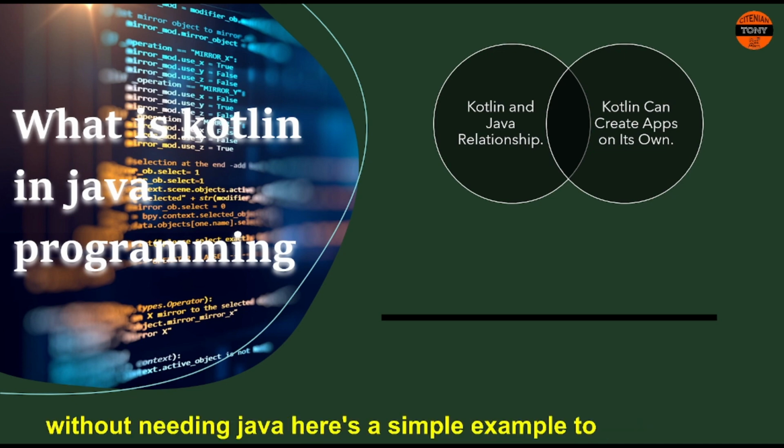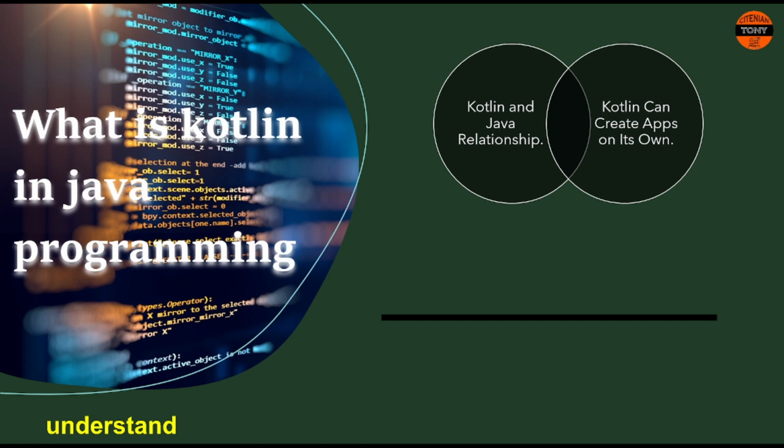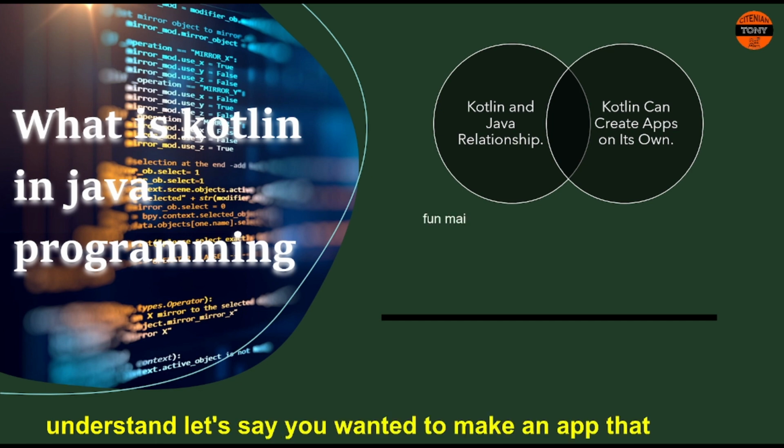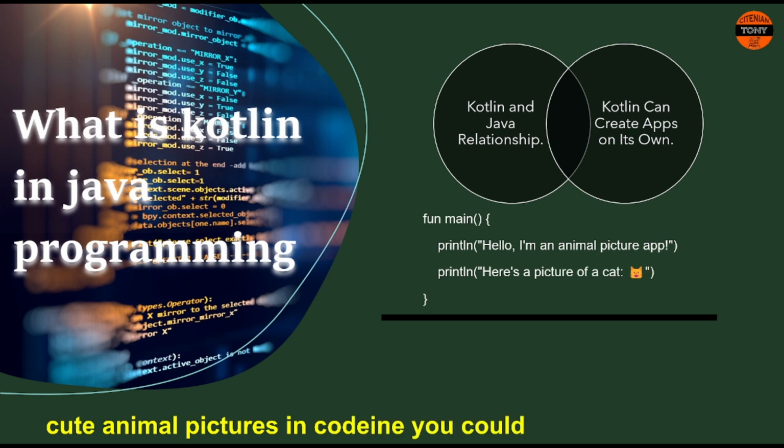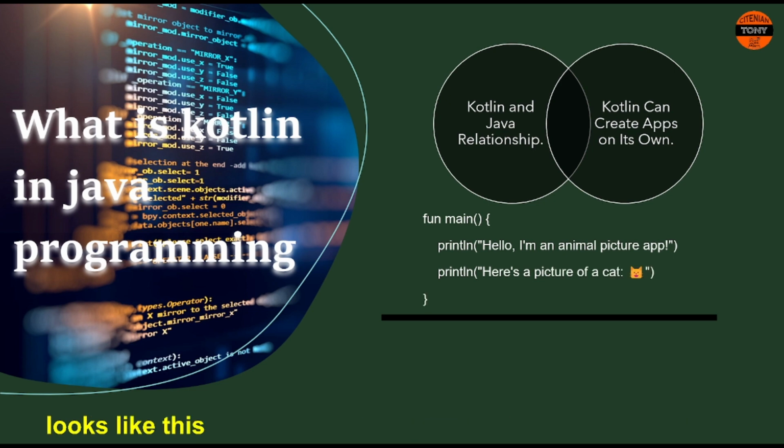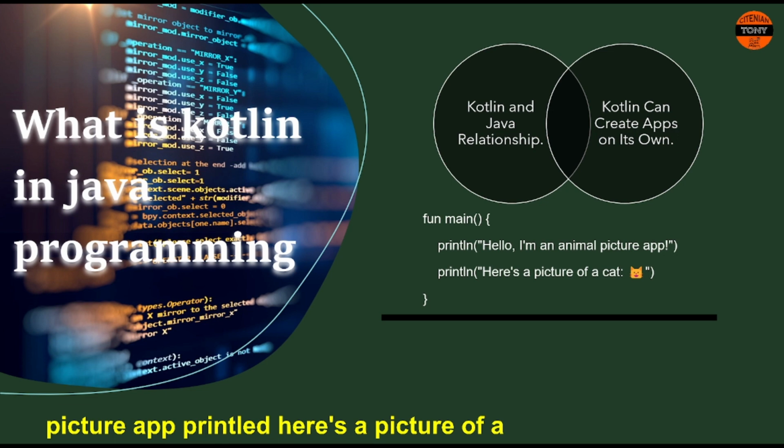Here's a simple example to help you understand. Let's say you wanted to make an app that shows cute animal pictures. In Kotlin, you could write code that looks like this. fun main. println, hello, I'm an animal picture app. println, here's a picture of a cat, cat face. With just a few lines of Kotlin code, you can create an app that greets you and shows a picture of a cat. Isn't that cool?